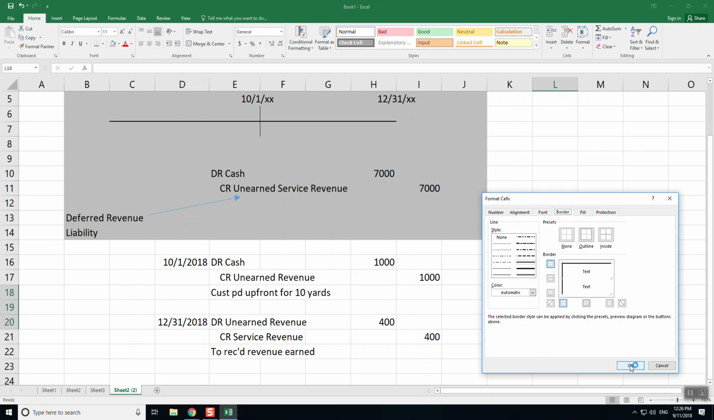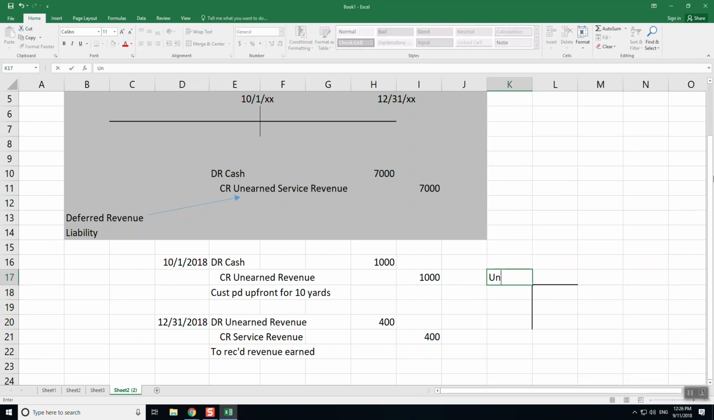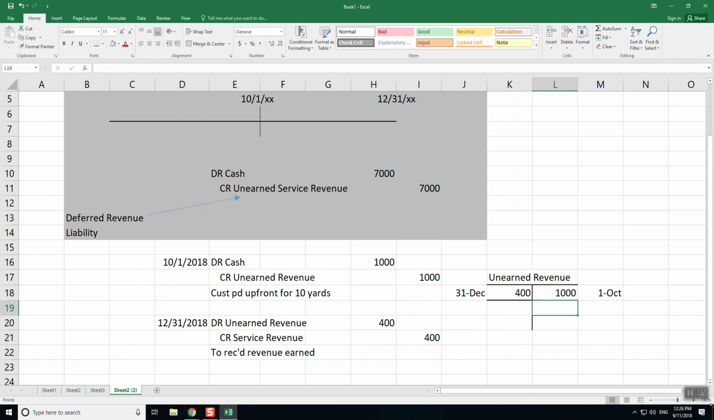But in this case, if we were just focusing on the unearned revenue account, right, you would have started out with 1,000 on 10-1, and then you would have adjusted off 400 on 12/31, and your balance would be 600, right, Letitia? And how do I get my balances? I figure out how much total debit I have and how much total credit I have in that account, and I get the difference. And the side that has more on it is where I put the balance.